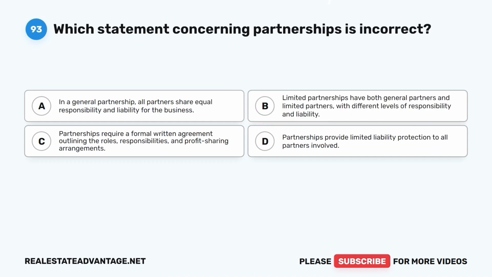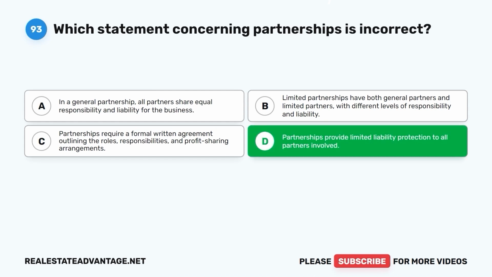Question 93. Which statement concerning partnerships is incorrect? A. In a general partnership, all partners share equal responsibility and liability for the business. B. Limited partnerships have both general partners and limited partners, with different levels of responsibility and liability. C. Partnerships require a formal written agreement outlining the roles, responsibilities, and profit-sharing arrangements. D. Partnerships provide limited liability protection to all partners involved.